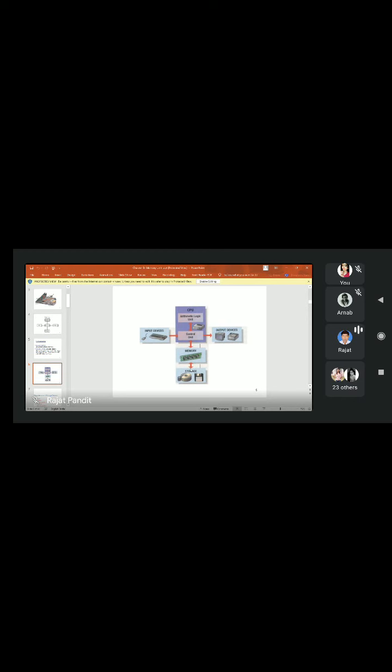And similarly, after processing, if it wishes to display on the screen, then it will display through the monitor. Or if you want to print it, then you can use the printer for hard output. And similarly, if you want to save this information into your memory, then you can save it in the secondary storage device. Okay.